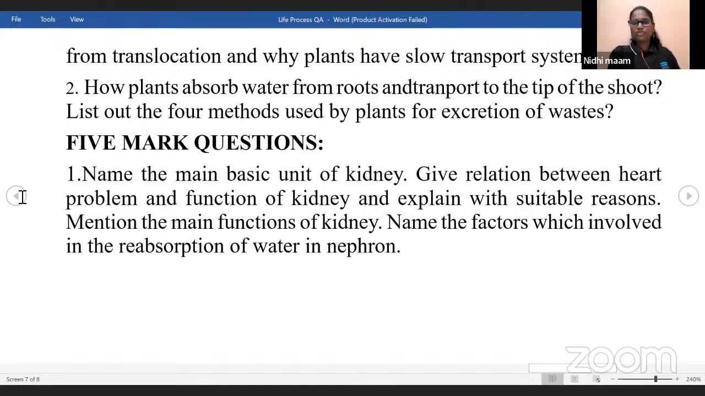So in the upcoming session, we are going to discuss the concept of control and coordination. So this is how we can carry out the session.